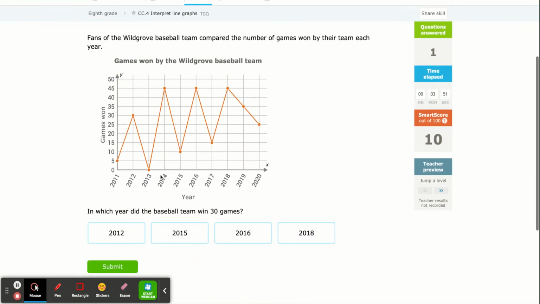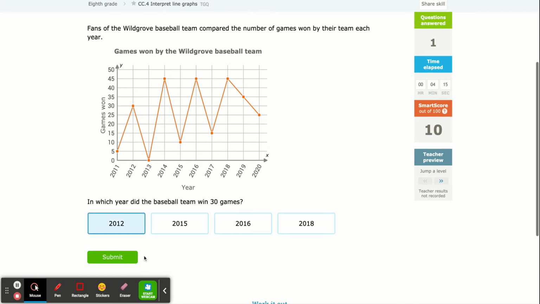Again, here we have games won by the Wild Grove baseball team. Games won is along the left column, how many games they won. Along the bottom is the year. And it says, in which year did the baseball team win 30 games? So I'm just going to come up here and look over and find, oh, there's the only one where they won 30 games, and that was year 2012. Click 2012.